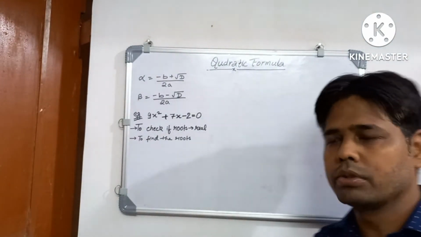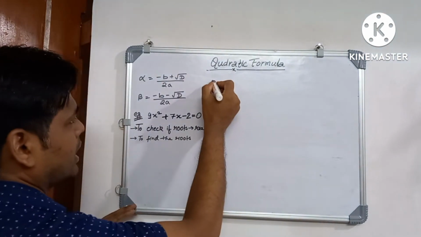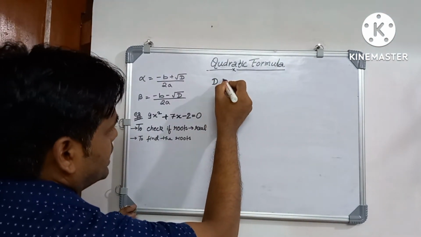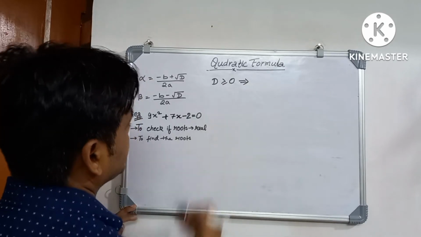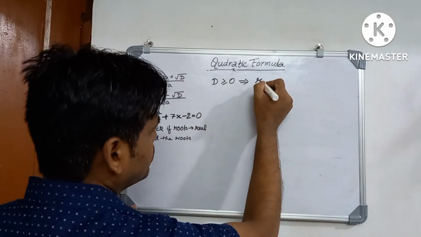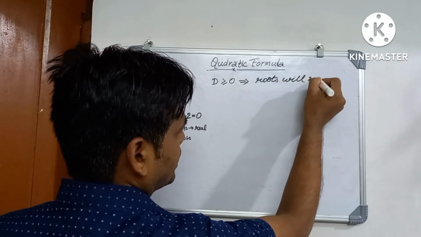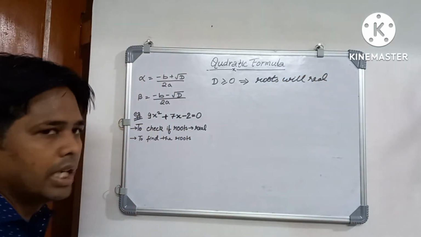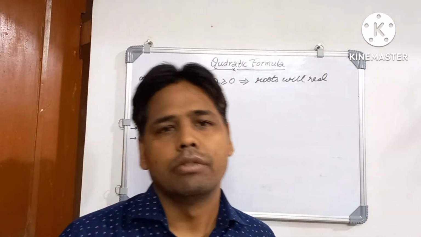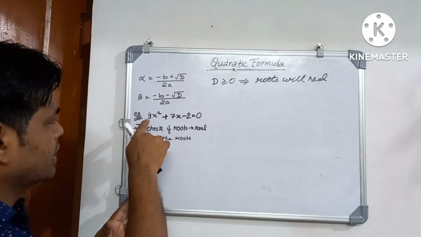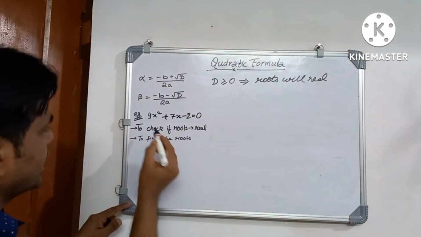As we have talked about the discriminant, if the value of the discriminant D is greater than or equal to 0, only in this condition will the roots be real in nature. Otherwise, if we get any negative value, then we can say that the roots for the given quadratic equation will not be real. So let us see an example.